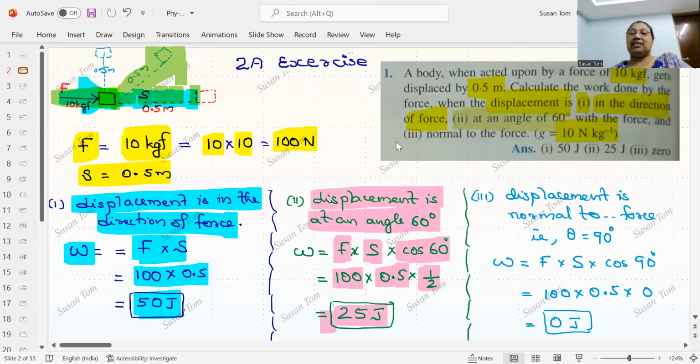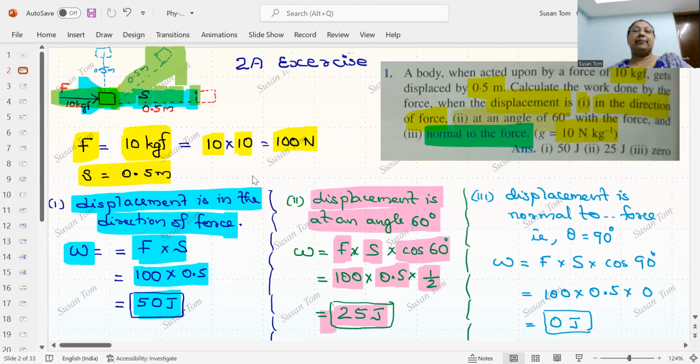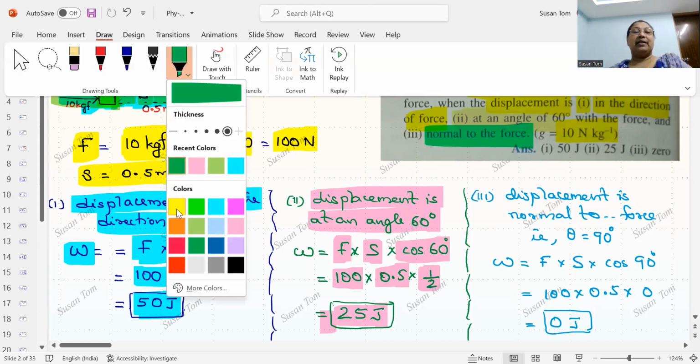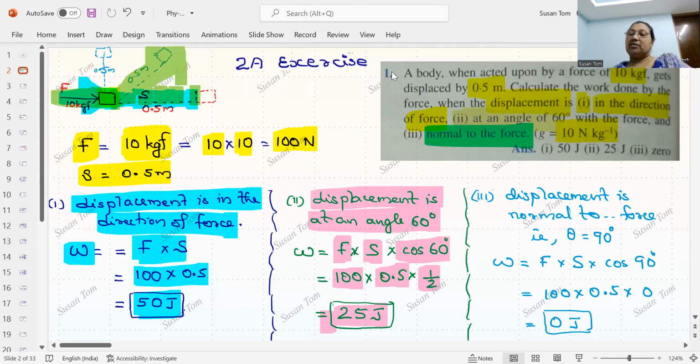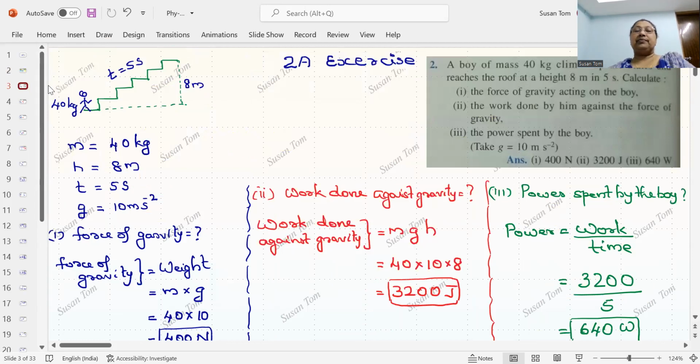Third part, you are asked to find the work done if the displacement is in the direction normal to the force acting. So the angle here, can you tell me? It is 90 degree. Displacement normal to the force means theta equal to 90 degree. So cos 90 we have to use there. Cos 90 is 0. So 100 into 0.5 into 0, which is 0 joules. Done. Moving to question number 2.